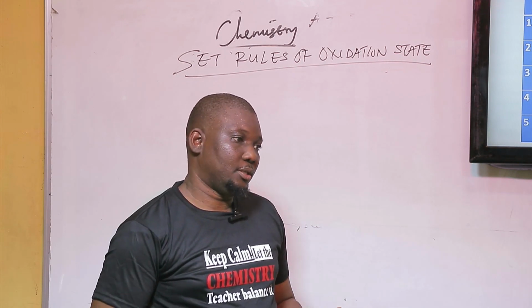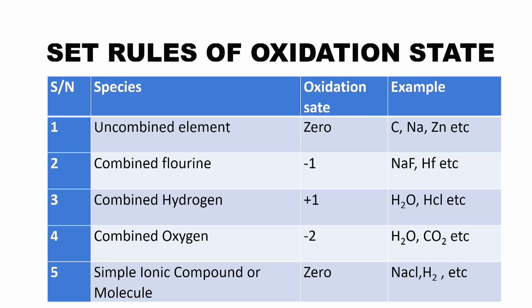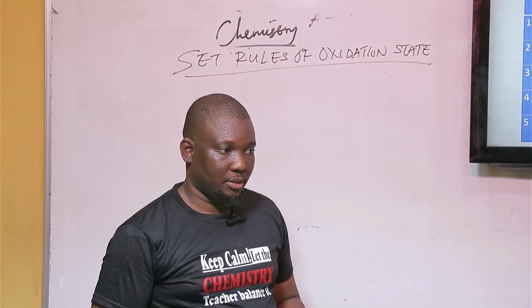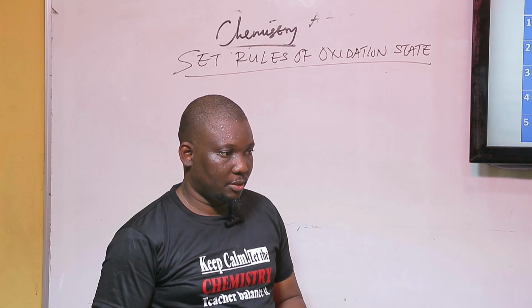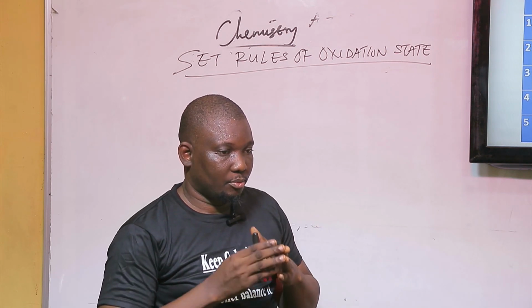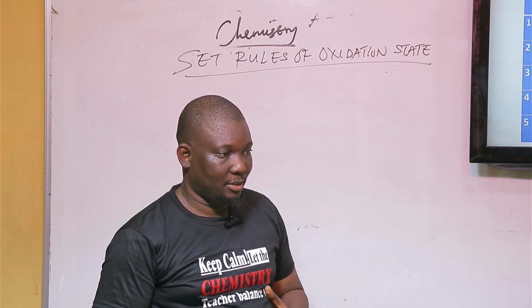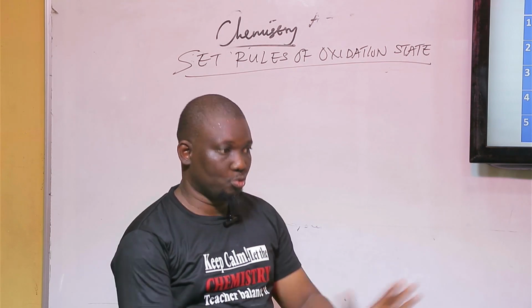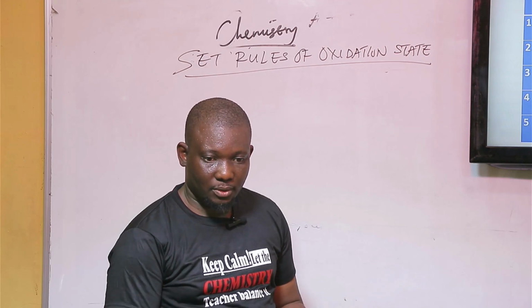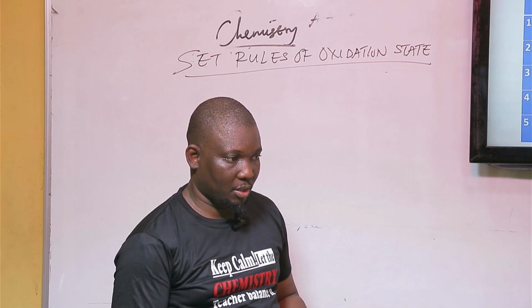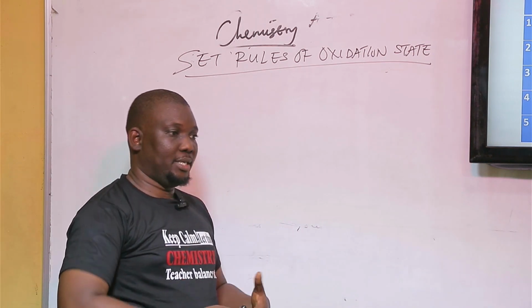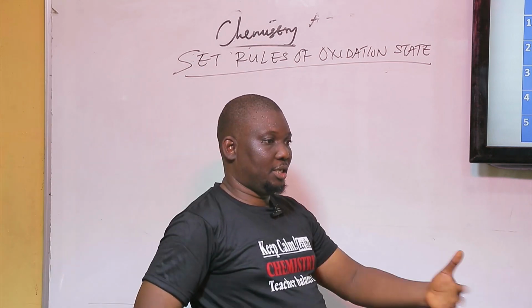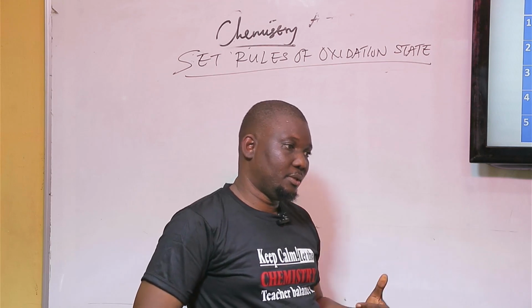We have to know this: every species, every element or molecule or compound, has its own oxidation state, which is assigned by a set rule. There are rules that govern these oxidation numbers. And then for uncombined elements, there are about 120 elements, but I'll just be giving very few examples.